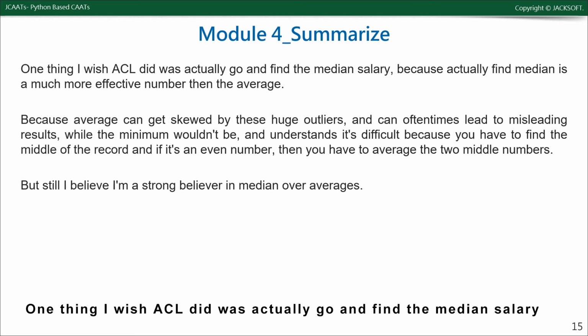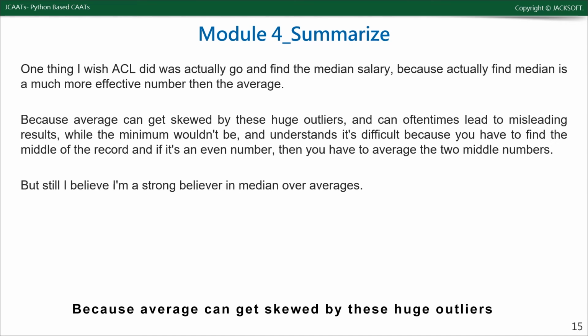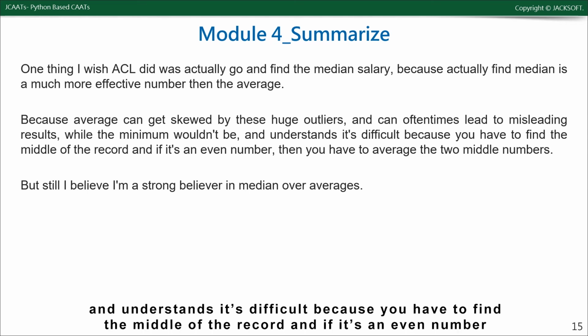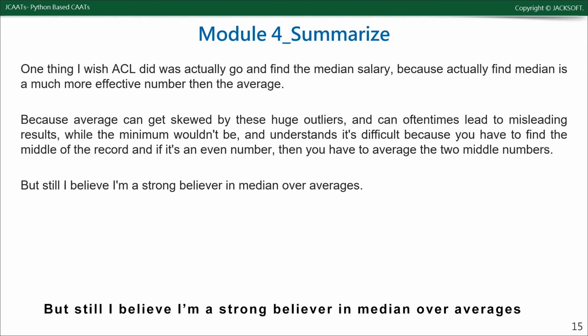One thing I wish ACL did was find the median salary, because median is a much more effective number than the average. Average can get skewed by huge outliers and can often lead to misleading results, while the median wouldn't be. I understand it's difficult because you have to find the middle of the records, and if it's an even number, then you have to average the 2 middle numbers. But still, I'm a strong believer in median over averages.